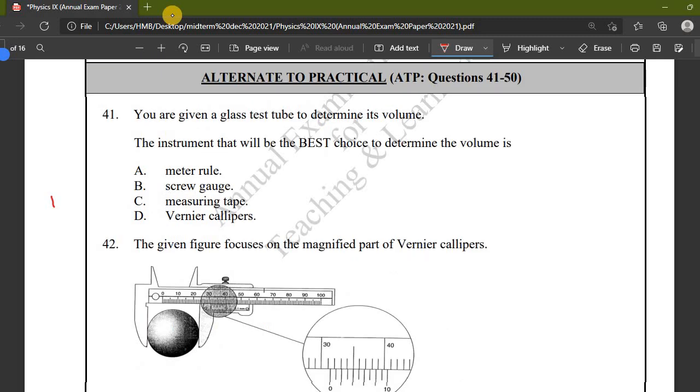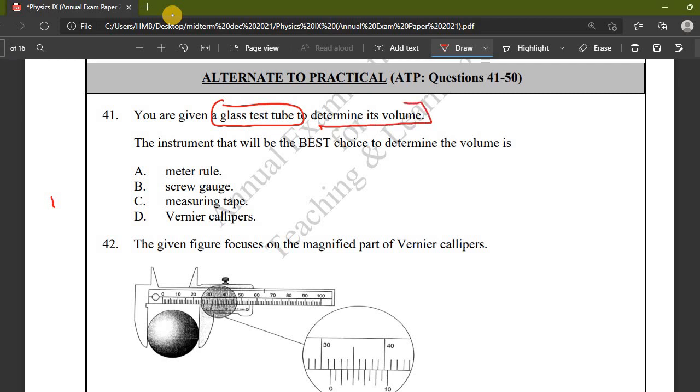So, here we are with the last 10 questions of the alternative to practical ATP part of this exam paper 2021. Let's see the 41st question, or the first question in our ATP exam. You are given a glass test tube, and we have to determine the volume. Which of the following instruments could be our best choice to find the volume of that test tube? To find the volume, we will need to measure the external diameter of the tube as well as the internal diameter of the tube. Both the internal and external diameters can be measured with the help of the instrument known as a vernier caliper. So, the correct answer is option D.